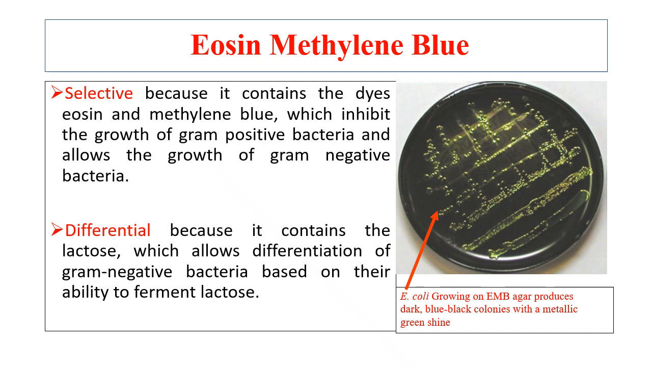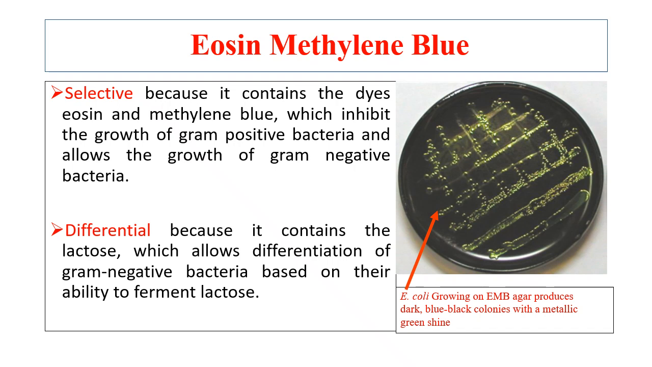In this image, you can see the growth of E. coli on this type of agar, which produces dark blue-black colonies with a metallic green shine, and this metallic shine is important for identification of E. coli. Why is this character mostly specific for E. coli? As I mentioned, it is selective for gram-negative bacteria. It allows gram-negative bacteria to grow on it, and it contains the dyes eosin and methylene blue.